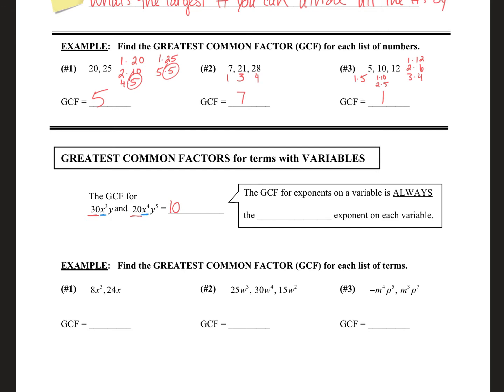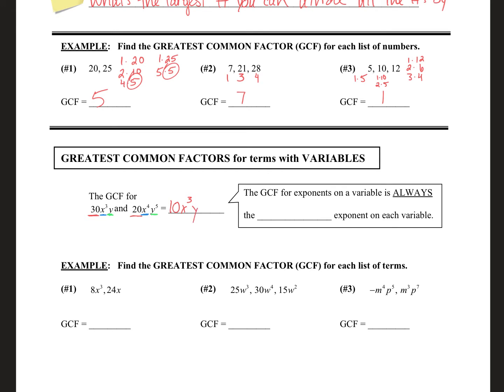So x cubed really means multiplying x by itself 3 times, and x to the fourth means multiplying x by itself 4 times. So we have 3 x's on the left, 4 x's on the right. So we both have at least 3 x's in each of those terms. Okay, so we would have x cubed. And then if we have 1 y over here and 5 y's over there, we have at least 1 y in each, so it's just y.